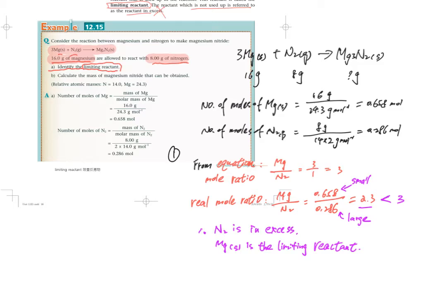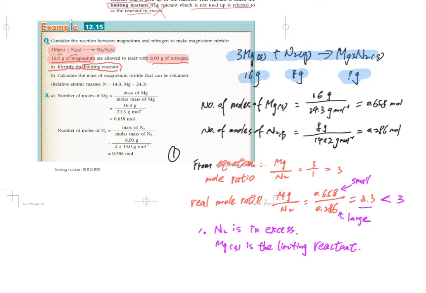So we have 2 methods to solve it. Okay, let's see the right-hand side. So we still write down all the information from the question, the equation, and then the individual masses, and the question finally will ask you to calculate the mass of magnesium nitride, okay? But first of all, we need to finish part A first.